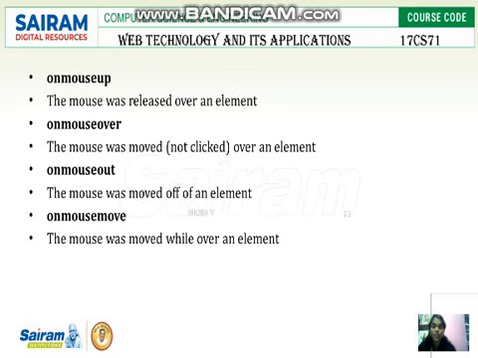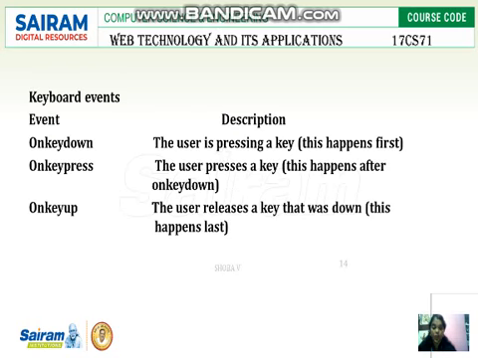And mouseup: once the mouse is released over an element, you can use the event called onmouseup. onmouseover is the opposite of onclick; if you don't want to click, then you can use onmouseover. It is a complement of onclick. onmouseout means the mouse was moved off an element, and onmousemove means the mouse was moved while over an element.